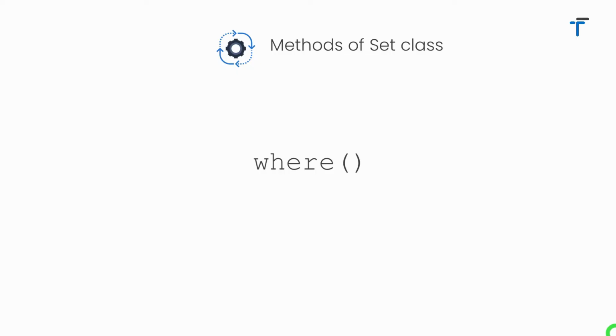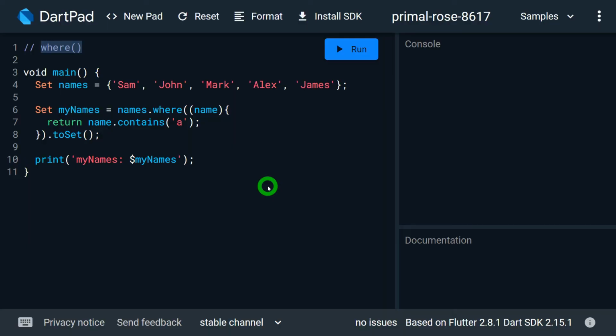Let's look at the where method. The where method is used to obtain another set from your given set with those values that satisfy the given condition. Look at this example. In this case, I have a set of names with the values Sam, John, Mark and Alex. And on this set of names, I simply want only those values in a set called myNames that contain the letter small a.